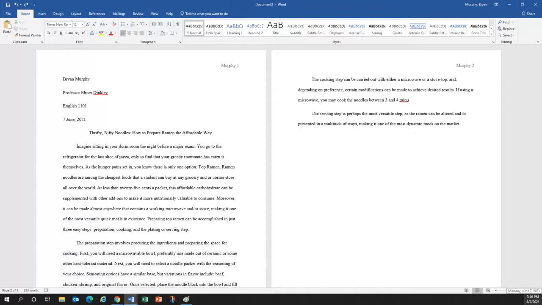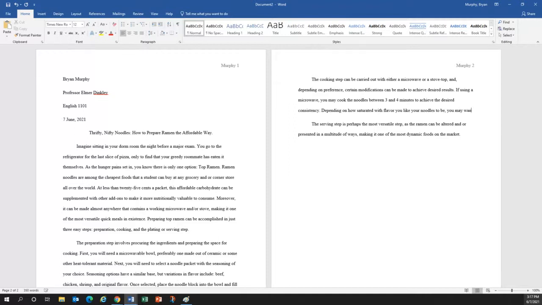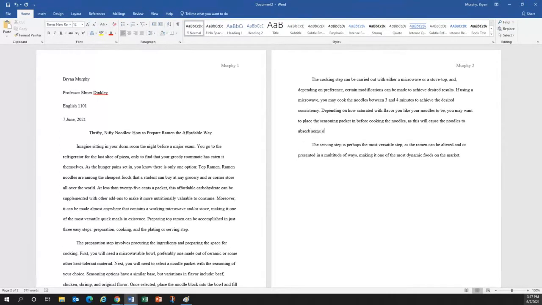There we go. You may cook the noodles for 3 to 4 minutes to achieve the desired consistency. Depending on how saturated with flavor you like your noodles to be, you may want to place the seasoning packet in before cooking the noodles, as this will cause the noodles to absorb some of the seasoning. I don't know if that's real. We're just going to say that. Okay.